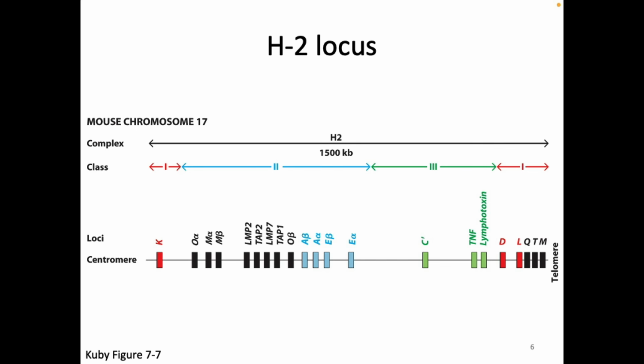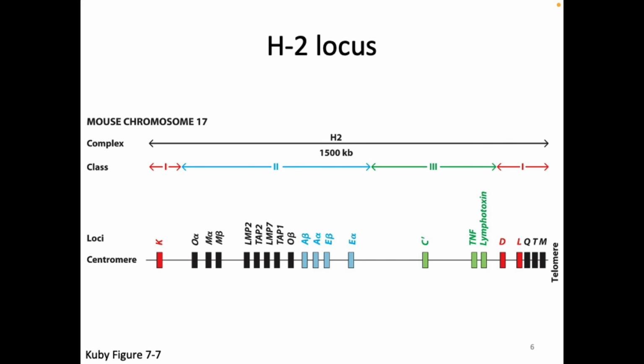In fact, it's the same ones that were in the class 3 region in humans, like complement and some cytokines. The class 1 region encodes the class 1 genes in mouse. And the class 1 genes in mouse are H2K, H2D, and H2L. In the class 2 region, we have the class 2 genes. And in mouse, the class 2 genes are H2IA and H2IE. So again, my whole thing about 1 letter versus 2 letters holds up here as well.